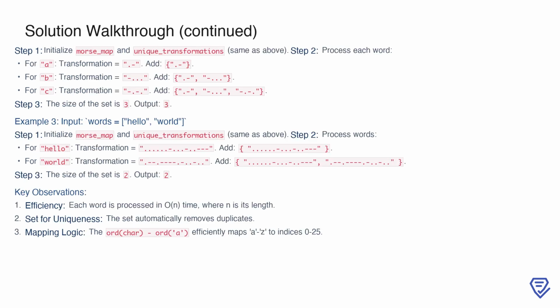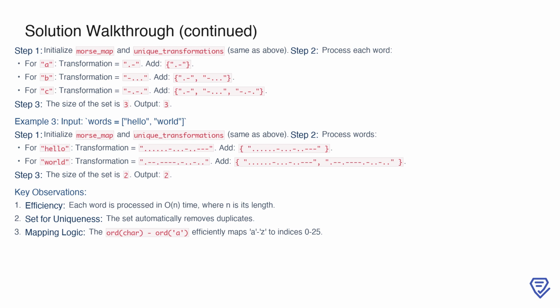Now, let's process a simpler example with the words A, B, and C. We begin by initializing the Morse_map and the unique_transformation set, just as before. For the word A, the transformation is dot dash, which gets added to the set. Next, B maps to its Morse code, expanding the set to include both. Finally, C maps to its own code, further adding to the set. With 3 unique transformations in total, the size of the set is 3, which becomes the output.